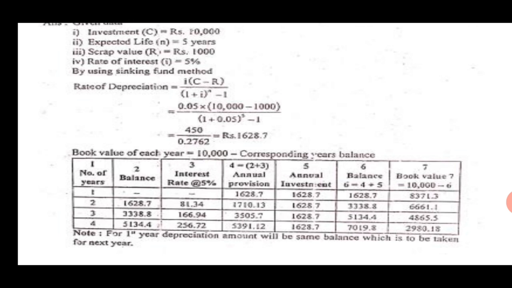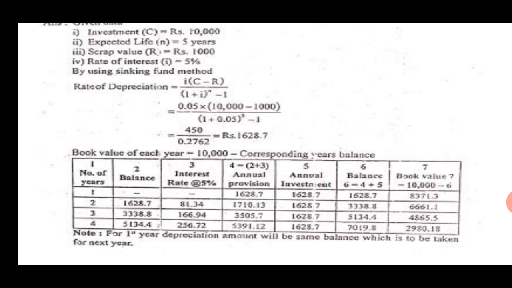So in the first year, we bought the machine for 10,000 rupees. At the end of the year, we have kept 1628 rupees as a depreciation fund, and the book value becomes 8,371 rupees. Now this 1628 rupees, whatever depreciation we have taken out, becomes the balance for the second year, and we have kept it in the bank, so it will carry 5% interest. You can see column 3 is the 5% interest. So 1628 into 0.05 gives 81 rupees. You add balance plus interest, 1628 plus 81, that becomes 1710 rupees.